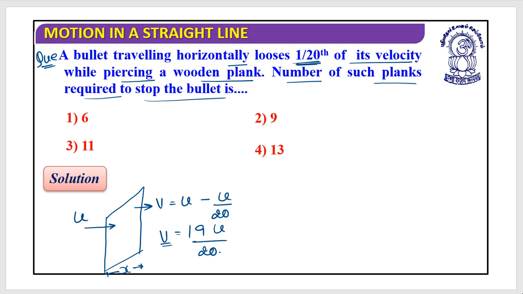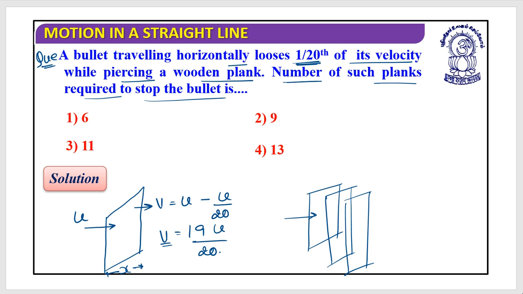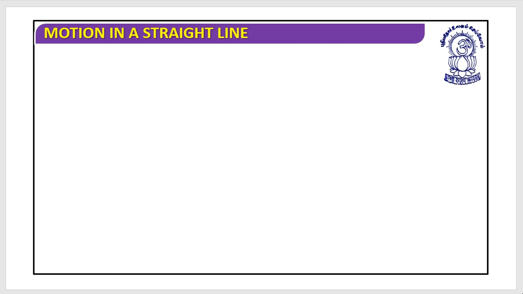Now you want to find out the number of such planks required to stop the bullet. Let us suppose n number of planks are required. Here you are initiating with u, and you should end up with a final velocity of 0. So you need to find out this n. Did you get my point? Are you sure? Can you do it? Will you? If not, let's have a look.